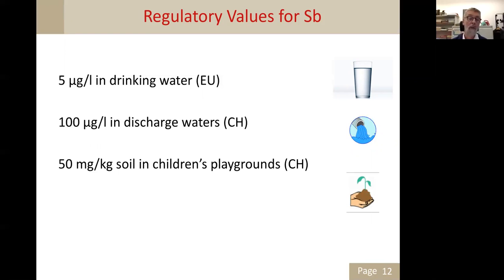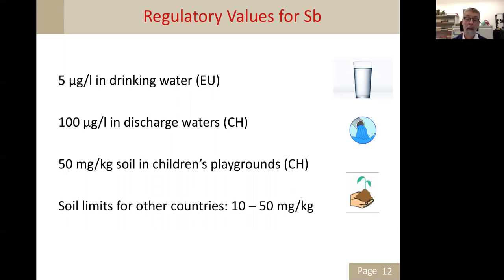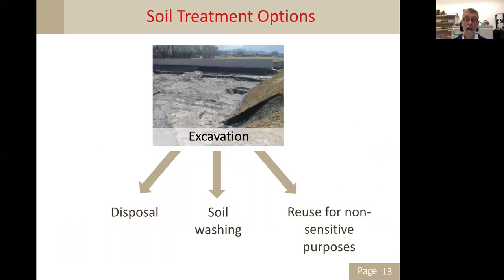There's also a value now for soils in children's playgrounds. It's rather high actually. 50 milligram per kilogram antimony is permitted. And Susan put together here values from other countries where we find values between 10 and 50 milligram per kilogram soil.